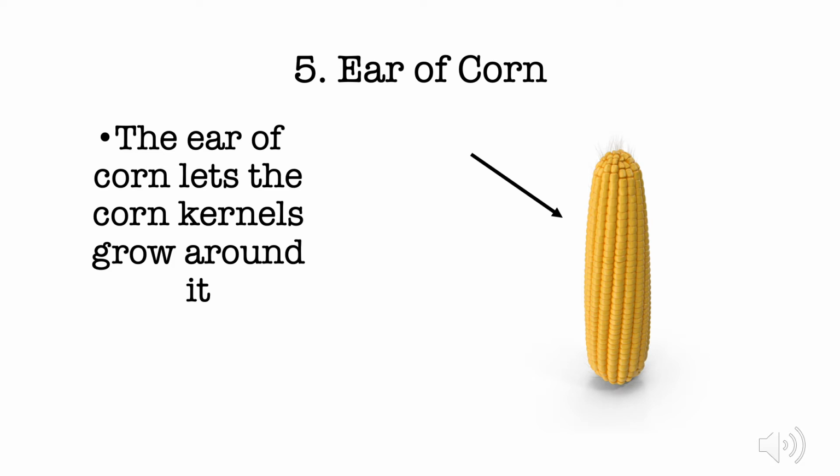What does the ear of corn do and where is it located? The ear of corn is what you find inside of the husk. The ear consists of all the corn kernels that grow, becoming what you know as corn on the cob.